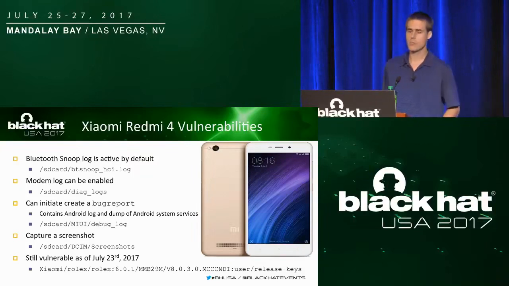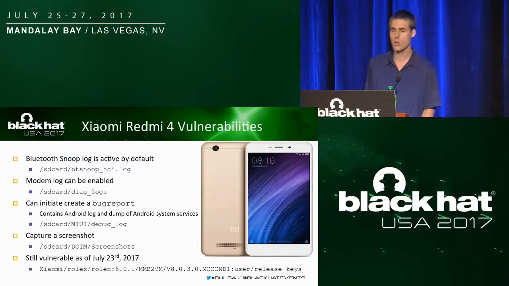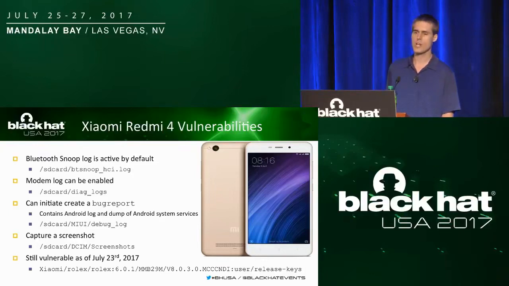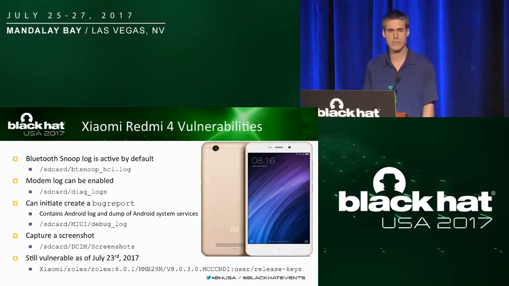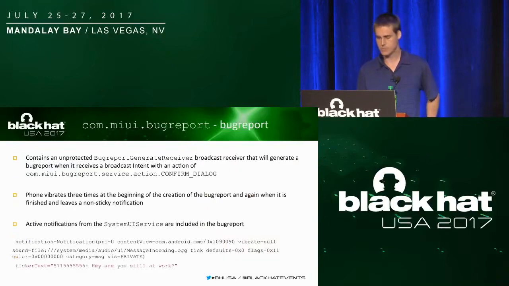You can initiate a bug report, which is a dump of Android system services in the system server process. You can also get the Android log, which is not available to third-party applications, and that's written to the SD card as well. You can capture a screenshot, which isn't transparent to the user; they will see that. We contacted Xiaomi and told them about it about 2 months ago. They said they found it internally, but as of 3 days ago, the device didn't have a firmware update to fix these issues.